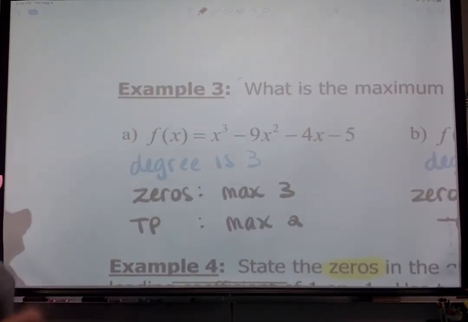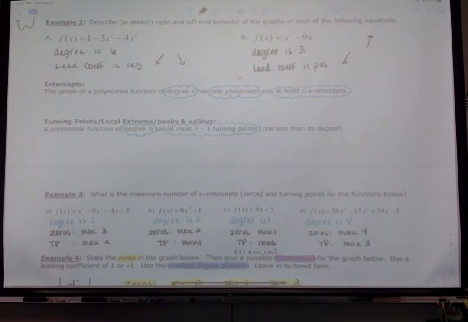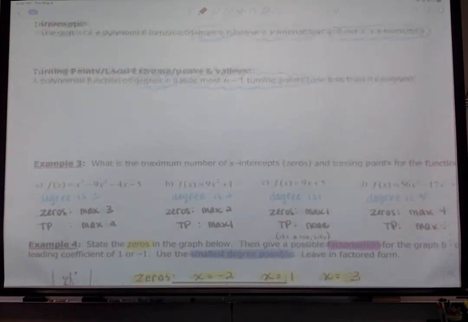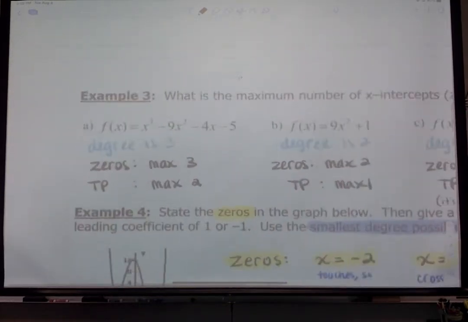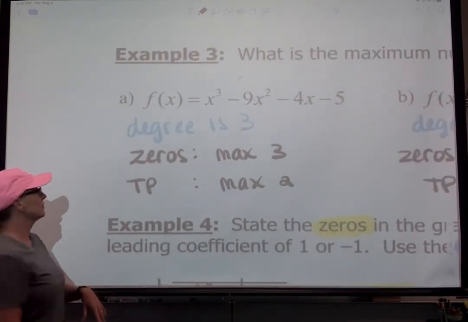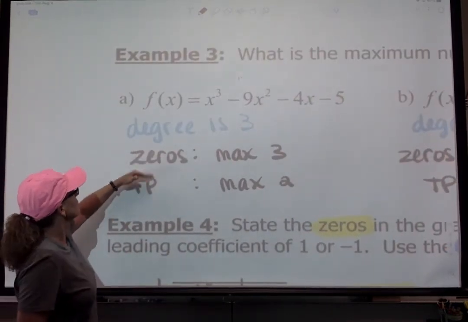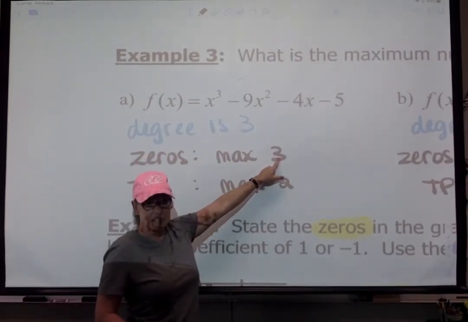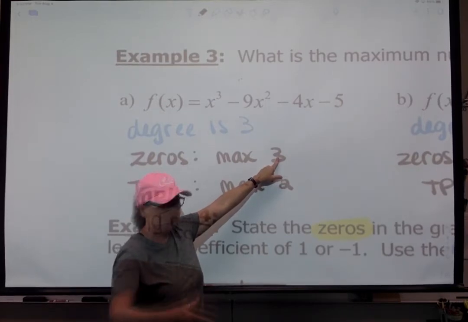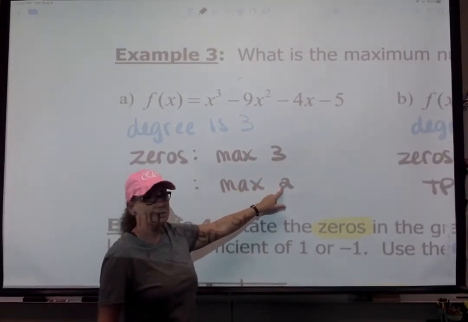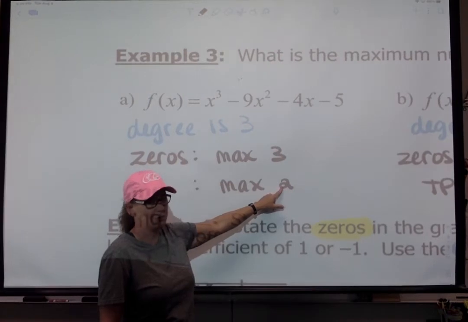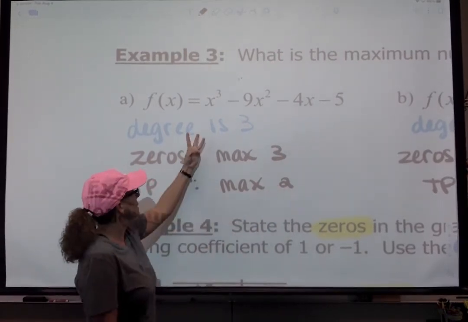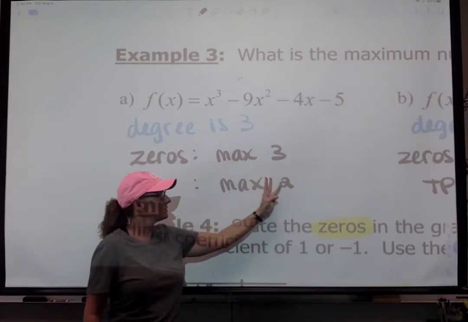Okay, on the back side, it asks for, I don't know if it asks for degree. Nope, just x-intercepts and turning points. Okay. So the blue is just extra information. It asks for zeros and turning points. Since the degree is 3, it can have 3 zeros, roots, solutions, x-intercepts. Only 2 turning points. A max of 2. Here's the degree, turning points, 1 less.